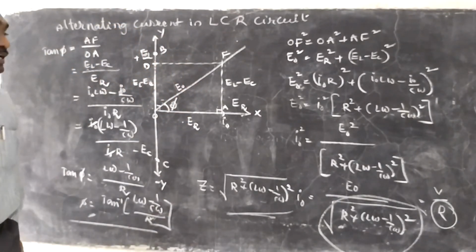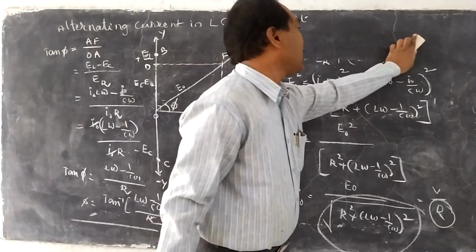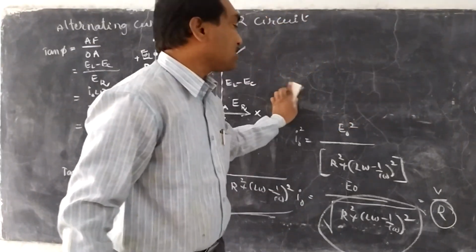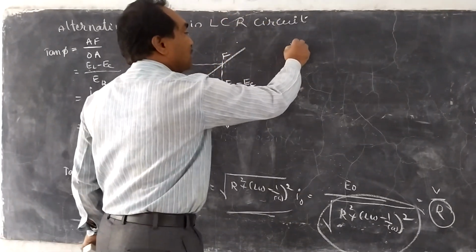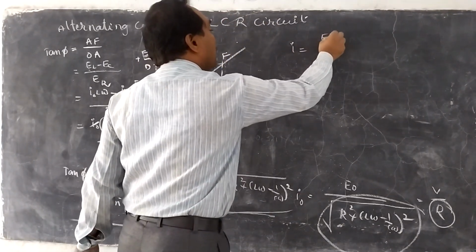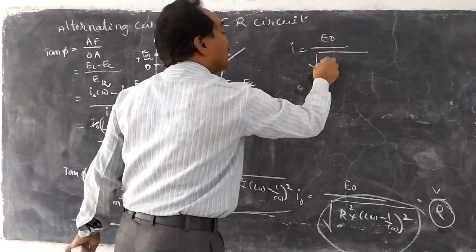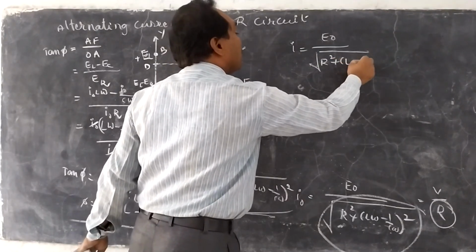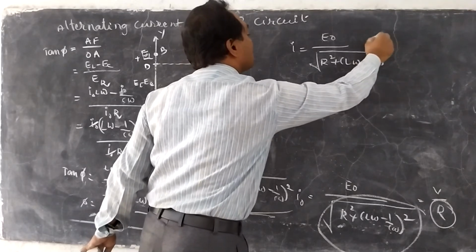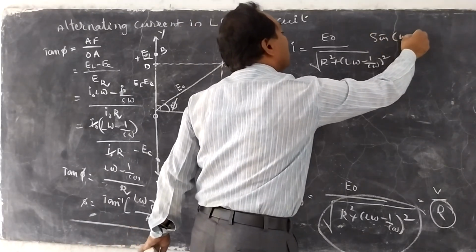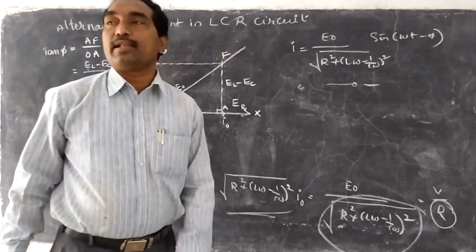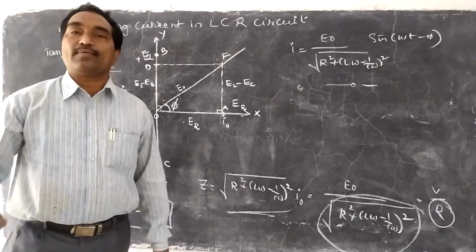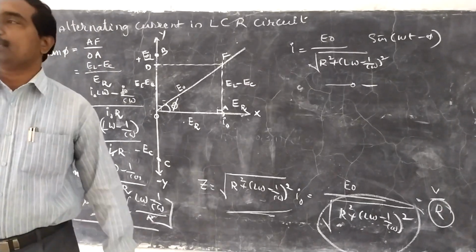So now what is the alternating current? Alternating current I is equal to I naught sin omega t minus phi. So I is equal to E naught by square root of R square plus L omega minus 1 by C omega whole square, times sin omega t minus phi. So this is the alternating current at any instant of time t in the LCR circuit.